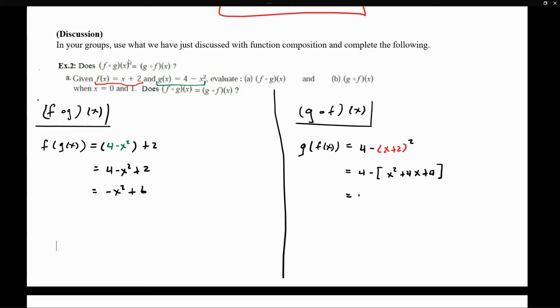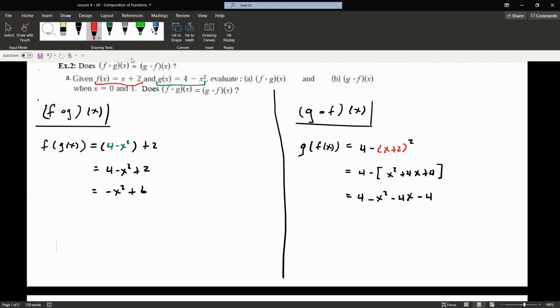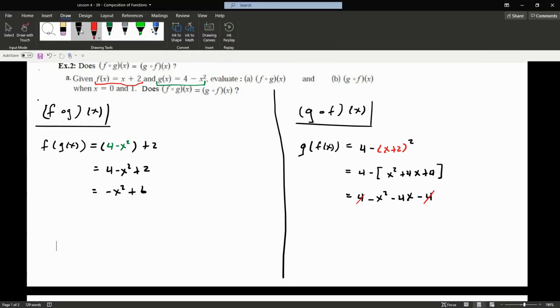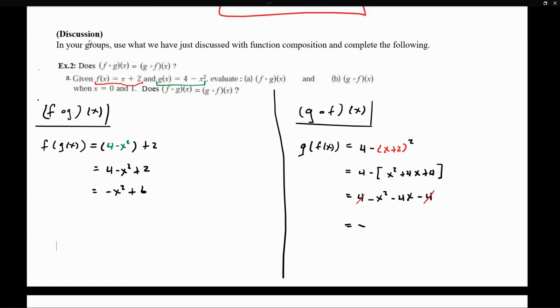And if we simplify this, here the negative should be distributed to every single term. So we get 4 minus x squared minus 4x minus 4. And if we evaluate this, notice that the 4's will cancel out. And now we have the expression of negative x squared minus 4x. So notice that this is how we are defining those two functions. So now the question is, are they similar?